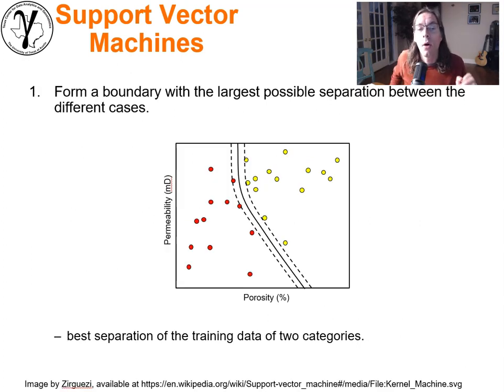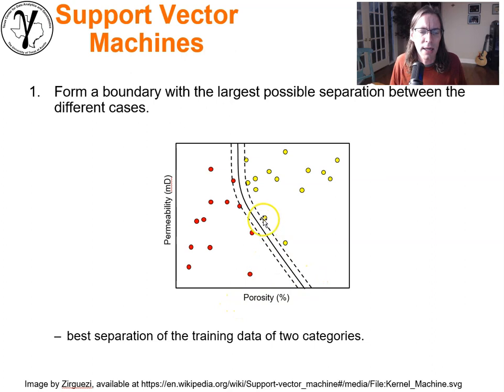We're going to go through 4 separate concepts related to support vector machines with a little bit of illustration to try to explain it. We want to form a boundary that has the largest possible separation between the different cases, the yellow and the red cases. This is the example again where we've got 2 predictor features, though of course we could work with many different features. This could be high dimensional, but we'll just show it very simply with 2 predictor features.